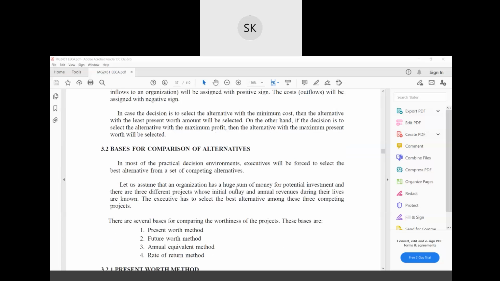Now, basis for comparison of alternatives. So these are the following methods. In most practical decision environments, executives will be forced to select the best alternative from a set of competing alternatives. Let us assume that an organization has a huge sum of money for potential investment, and there are three different projects whose initial outlay and annual revenues during their lives are known. The executive has to select the best alternative among these three competing projects.